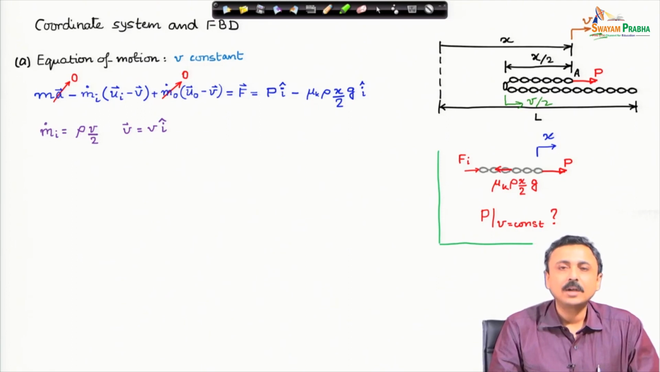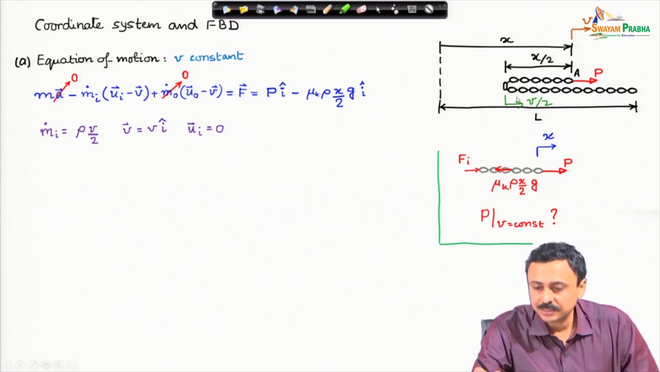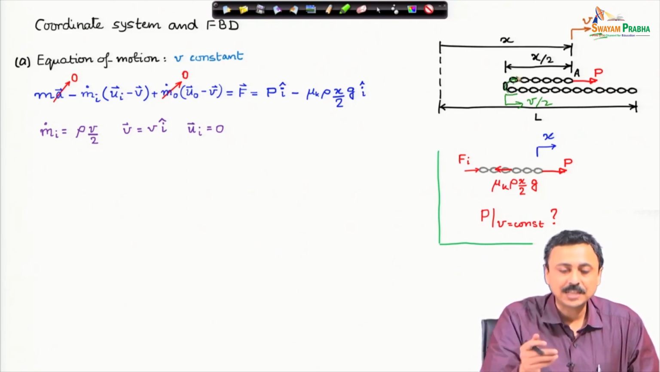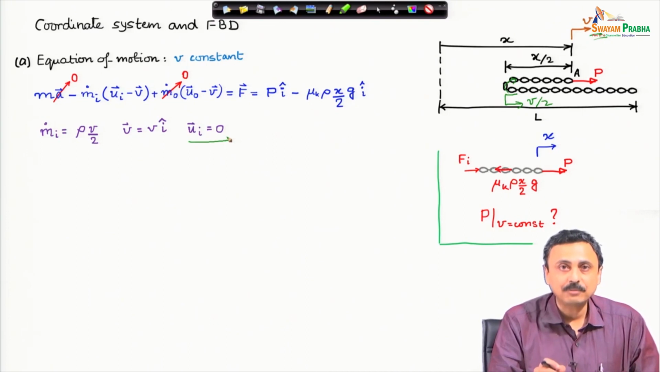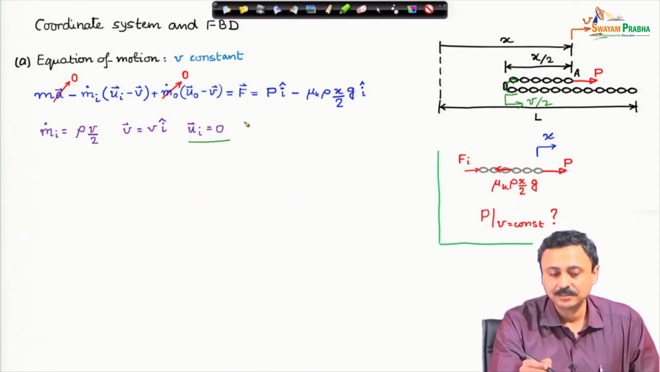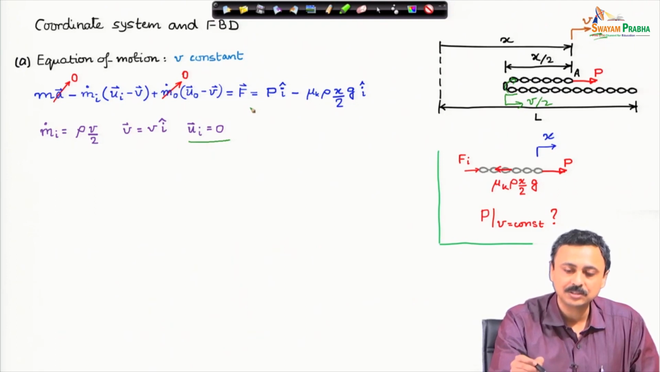System velocity is v i cap and v is constant. As I mentioned, this link on the static side had 0 velocity, and suddenly it gets added to the moving part which has velocity v. The absolute intake velocity of that link, the last link on the static side, is 0. The absolute velocity of the link just before it gets added to the system is 0. So, ui is 0.